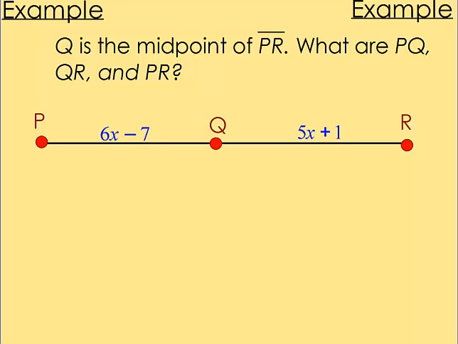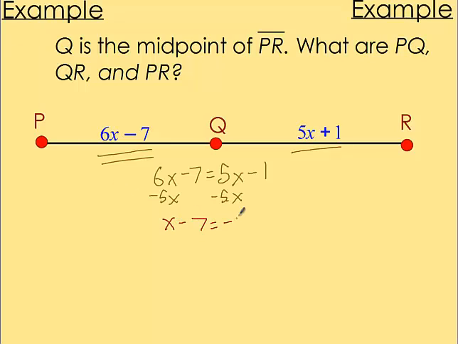Here's an example. Pause the video, try it out. And let's solve this. So Q is the midpoint of PR. What are PQ, QR, and PR? Well, since Q is the midpoint, we know that PQ is equal to QR. So we can write that as an equation, 6x minus 7 equals 5x plus 1. Let's solve for x. So first thing I'm going to do is subtract 5x from both sides. When I subtract 5x, I'm going to get x minus 7 equals 1. Then I'm going to add 7 to both sides, and I get x equals positive 8.